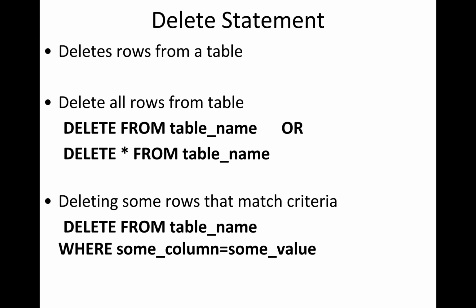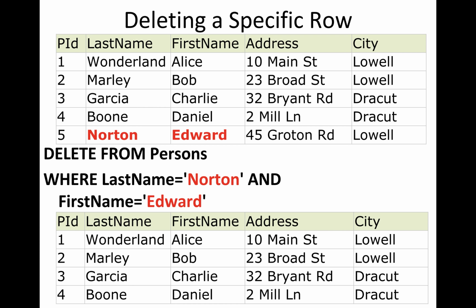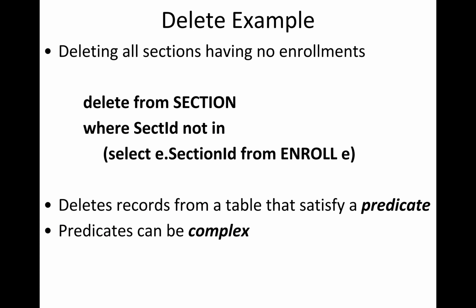Instead, you want to identify a certain set of records that you do want to remove, and for that, you can use the where clause as a predicate that would identify the subset of the records that you indeed want to remove. And so where some column is equal to some value. So here's an example that we want to remove the last one, where the last name and first name match Norton Edward, and then it's gone from the resulting set of tables.